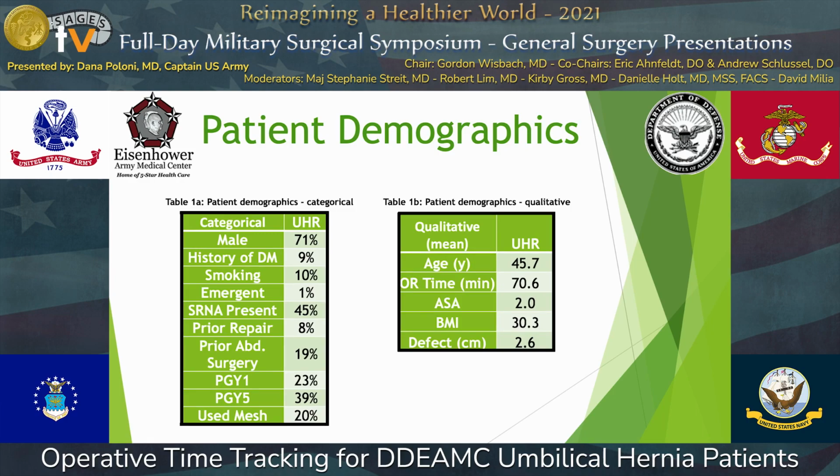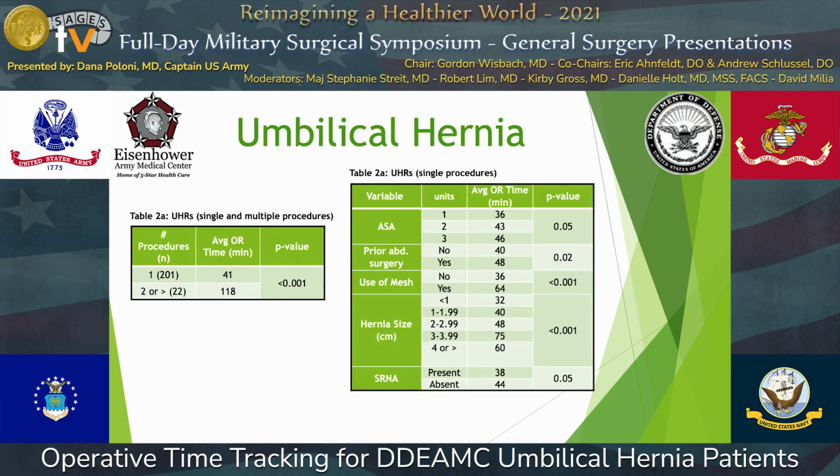A total of 201 patients who underwent an open umbilical hernia repair were included in this study. Among these patients, the majority of them were males. Approximately 20% of them required a mesh repair. The average OR time was around 71 minutes, and the average defect size was about 2.6 centimeters. The table on the left demonstrates that during the initial data analysis, umbilical hernia repairs that were involved in cases with multiple procedures had a significantly longer OR time. This data was then removed as it was regarded as an outlier.